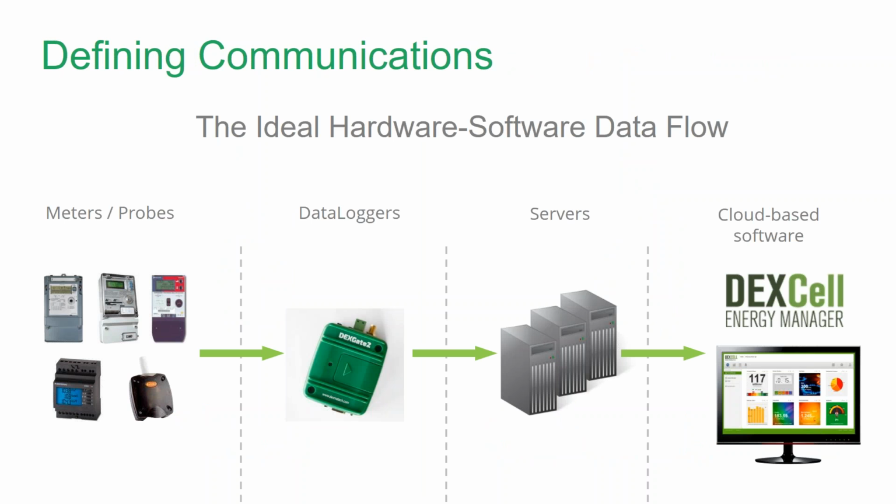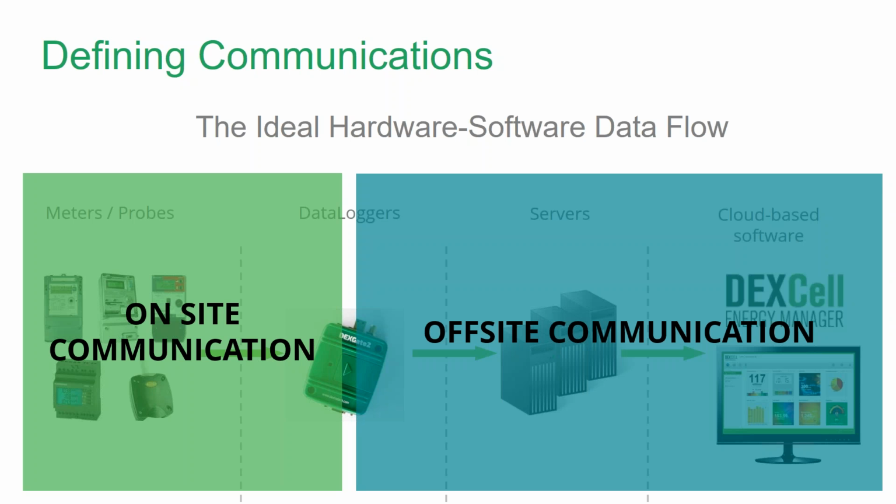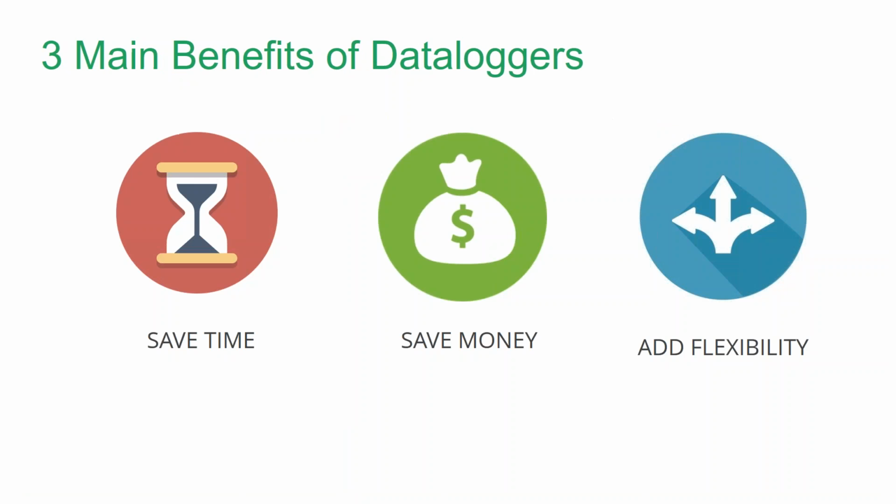So we can see here an ideal hardware and software data flow. On the left, we have our meters and probes. That's going to be the on-site communication part. So within our building, we've got them stuck all over and we know what we want to measure and we've got the hardware in place to measure it. You can see in the middle here, the data logger, the Dexgate 2, is the one that goes between the on-site and off-site communication. So the Dexgate 2 is talking to the servers, which then appears in the energy management platform, such as Dexel, and that lives in the cloud.